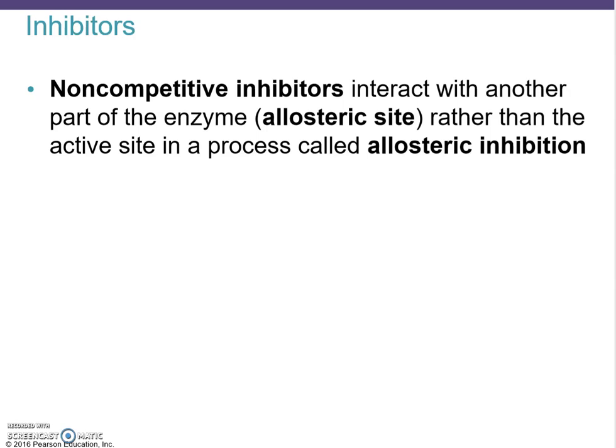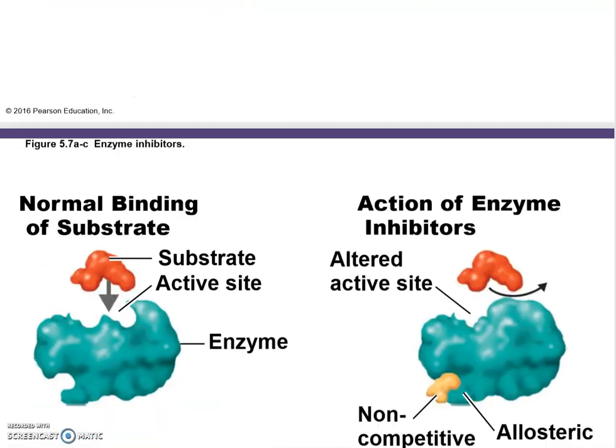We call that the allosteric site. Allo means other, so it's at a different spot, but it alters the shape of the enzyme, and so now the regular substrate doesn't fit anymore because the binding pocket has changed. That is known as allosteric inhibition or non-competitive inhibition.